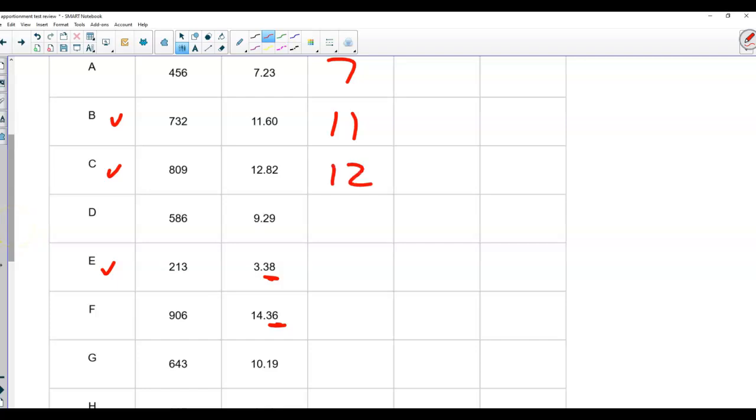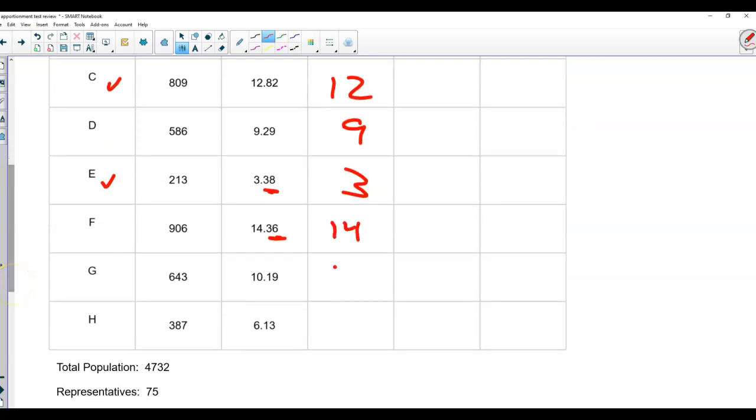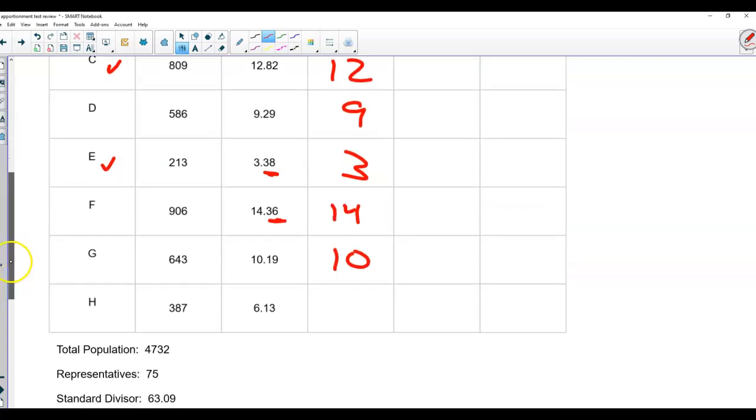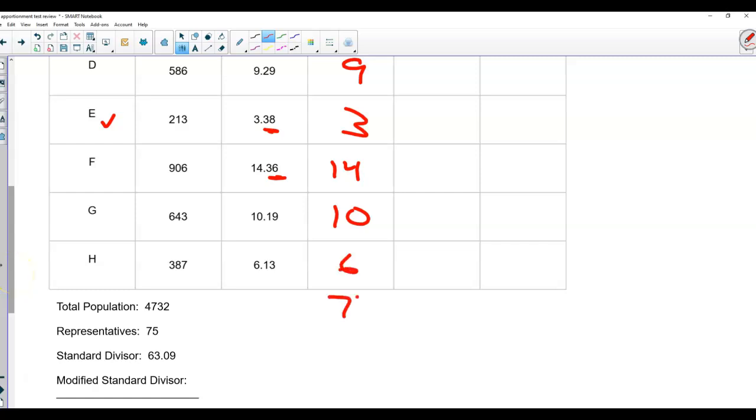12 is 30, 39, 42, 56, 66, and a total of 72, and I need to give 3 reps away. So it's pretty obvious F is probably going to be your last term.